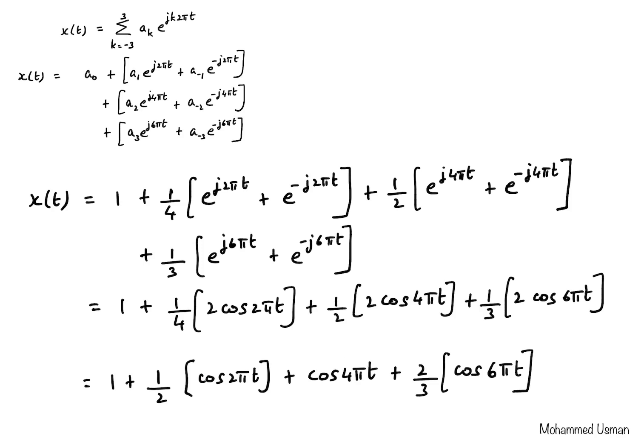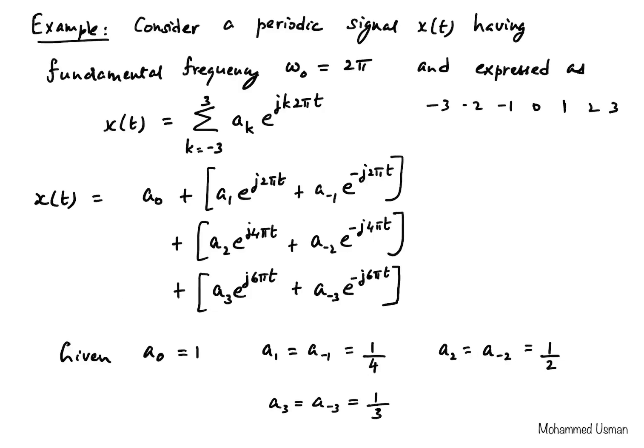Okay, now this is a special case where we have all the coefficients AKs, A0, A1, A2, A3, and A minus 1, A minus 2, A minus 3, all of them real numbers. But that need not be the case. This is a simple example only for illustration purposes, where we have chosen the values of all the AKs to be real numbers. But in analysis, we might end up with values of AKs which are complex numbers as well, as we will see later.